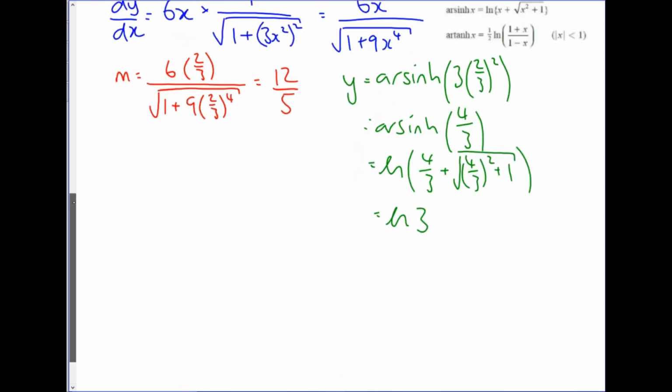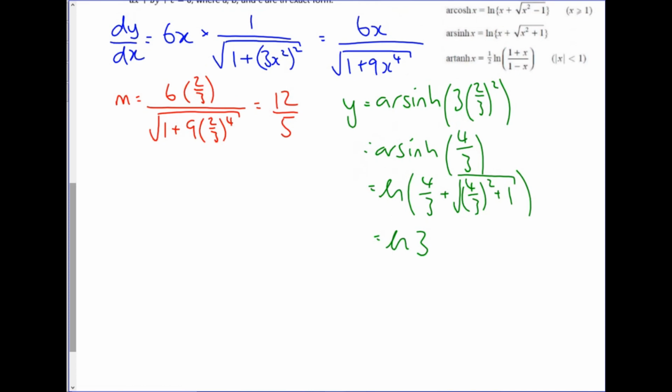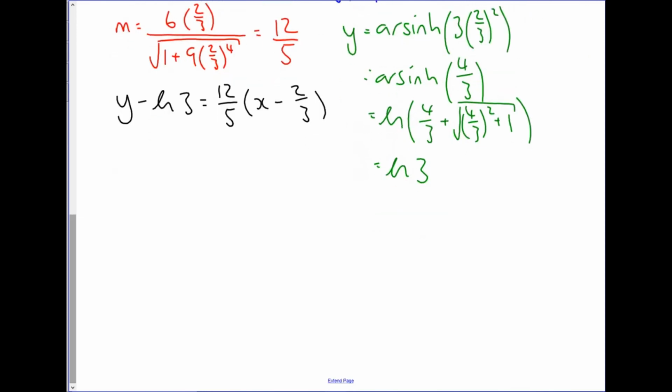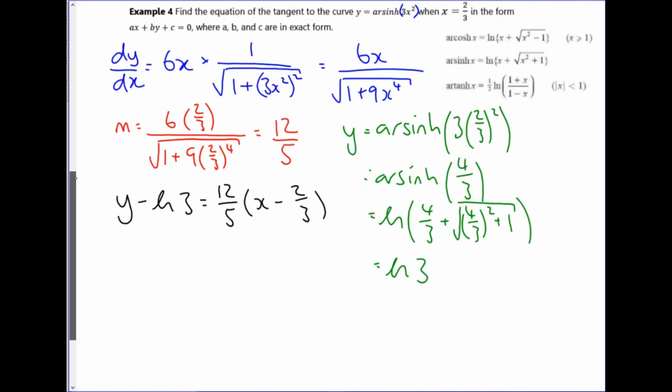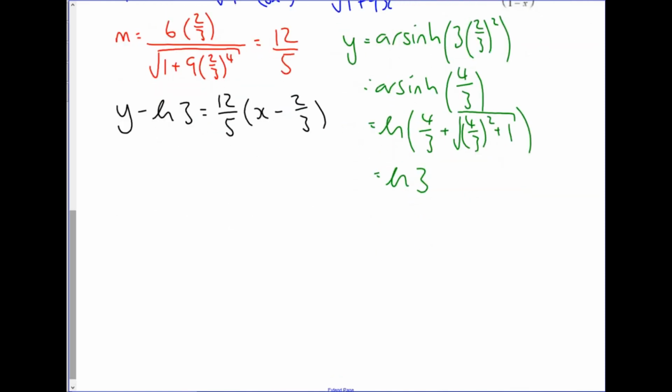We've now got enough stuff to work out the equation of the tangent. So using y minus y1 equals m(x minus x1). This is the equation of the tangent. It needs to be in the form ax plus by plus c equals 0. So let's expand this out first. So 12 over 5x minus 12 over 5 times 2/3, which is 8 over 5.